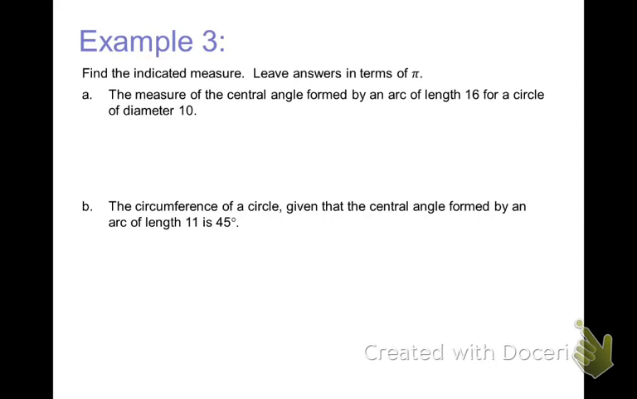Let's draw a circle really quick and kind of interpret it. Mine's going to be kind of small, but got a circle. And I'm going to look at what I'm told about it. I'm trying to find the central angle formed by an arc length of 16 for a circle of diameter 10. If I have a diameter 10, how big is the radius? 5.